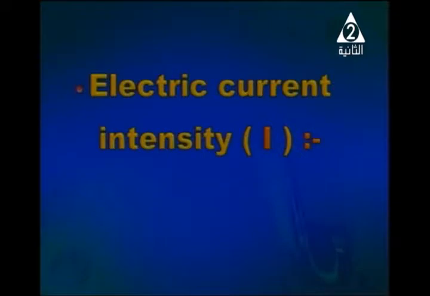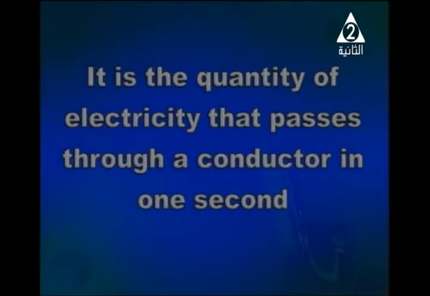And now, what's meant by electric current intensity? Electric current intensity is denoted by capital I, and it is calculated from the expression I equals Q over T. So electric current intensity will be the quantity when the time is equal to 1 second. Okay, now let's define it. Current intensity is the quantity of electricity that passes through a conductor in 1 second.